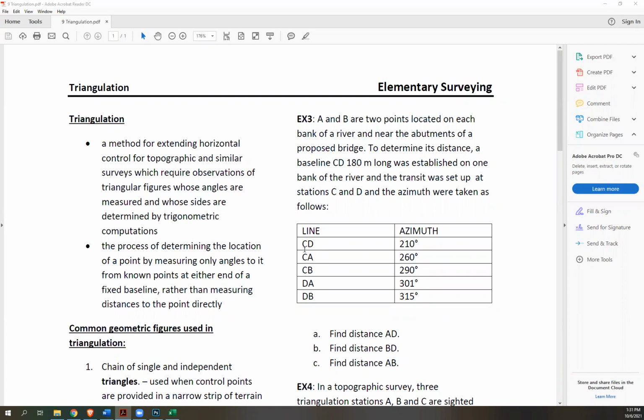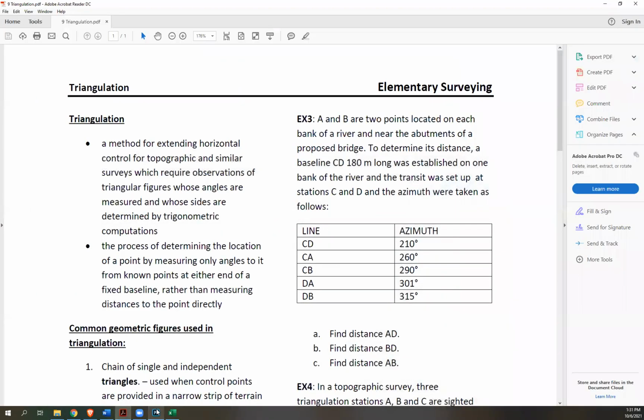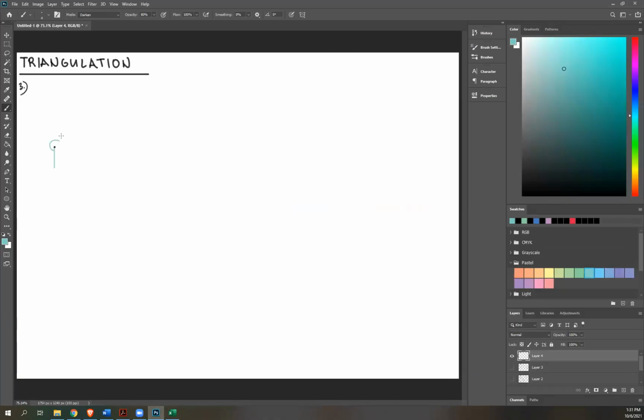So to illustrate, let's start with CD. That means we're starting at C, because if you remember, for azimuths and bearings, the first letter is where you took the measurements. Remember, azimuth is always taken, for our case, from the south line. So south line, 210, measure that out. Somewhere like that. This is 210. So you have to draw a line like that, following that angle.